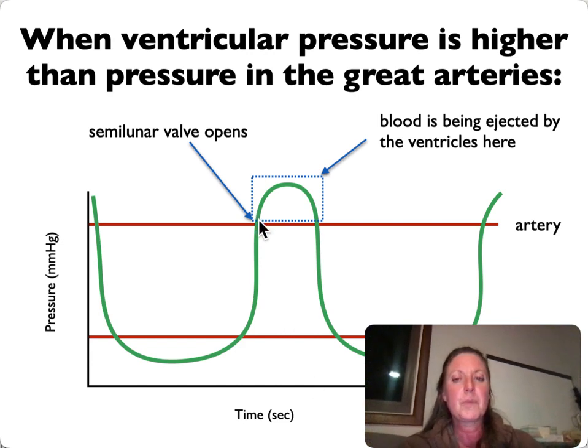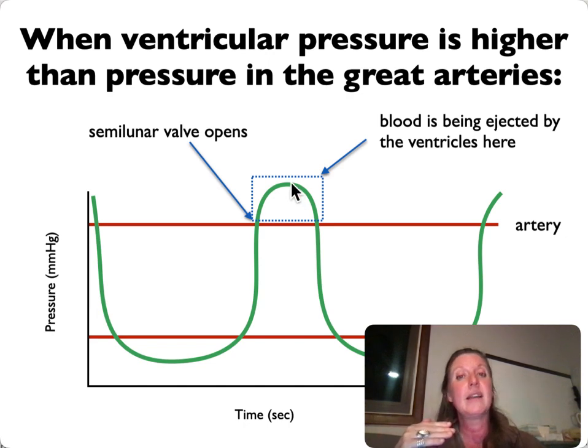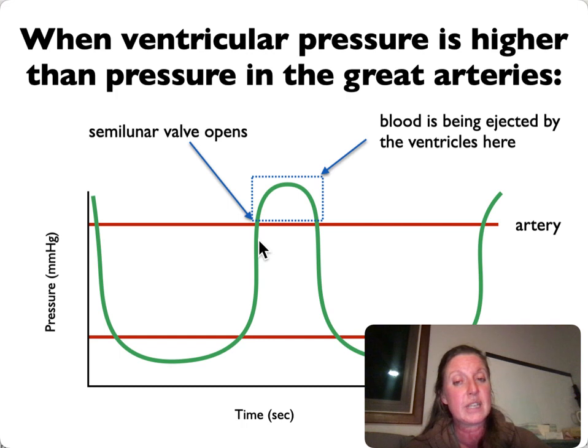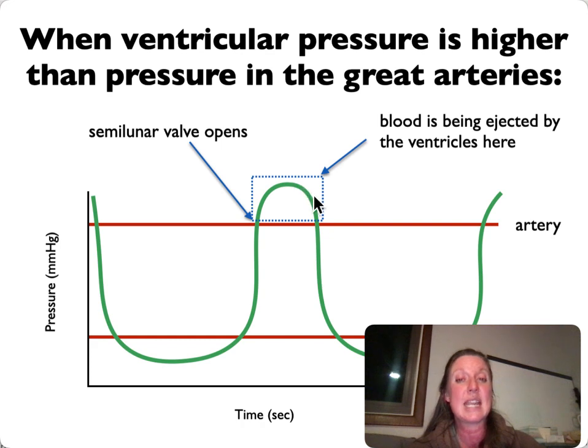Okay, so let's look here. Whenever ventricular pressure is higher than the pressure in the arteries, that means that the blood can flow from the ventricle to the artery. Flow will always occur from the highest line to the line that's lower than that, from high to low pressure. In order for that blood to flow, the semilunar valve had to open. So as the pressure's increasing here in the ventricles, the moment that it becomes higher than the pressure in the great artery, that's when the semilunar valve opens. And for the entire time that the pressure stays higher, blood is coming out of the ventricles into the great artery.